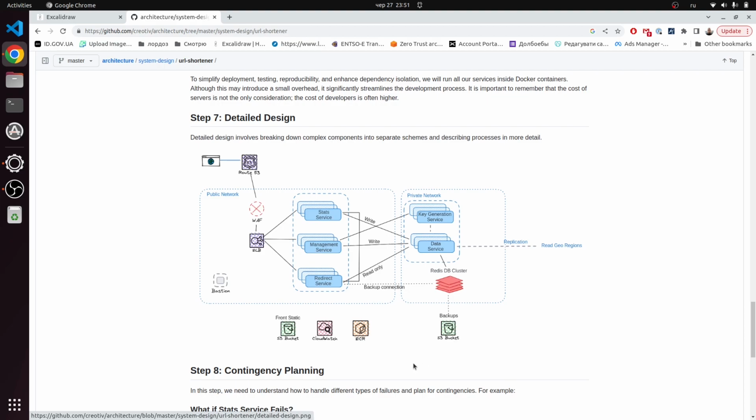It's just impossible. So here you will see that our redirect server reads data from data service, but also has a backup connection. Why is it so? Because our data service can be down for some reason, and our redirect functionality is a crucial functionality of all our solution, so it should work in almost every case of failure. So we have a backup connection to our Redis database cluster, which will be used if data service does not respond at needed time.